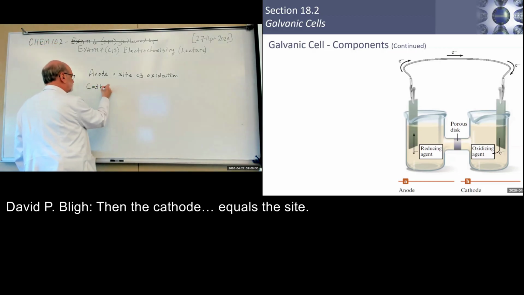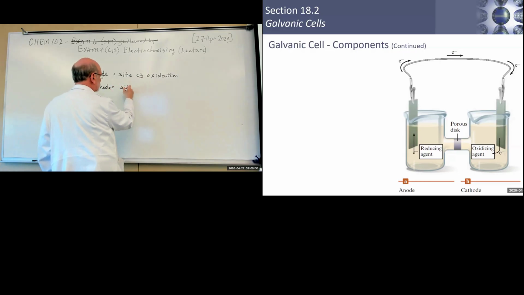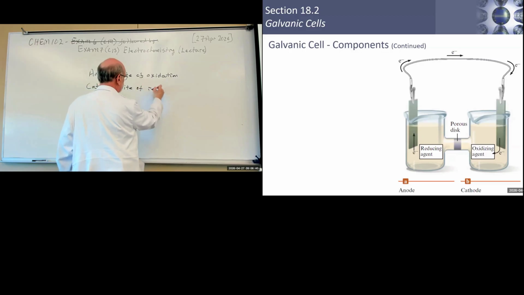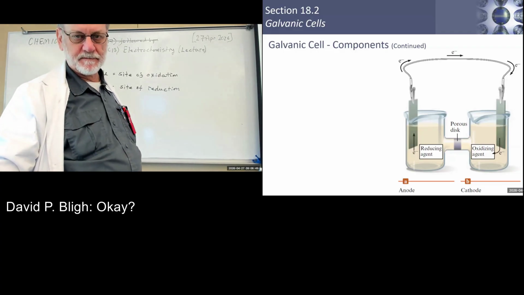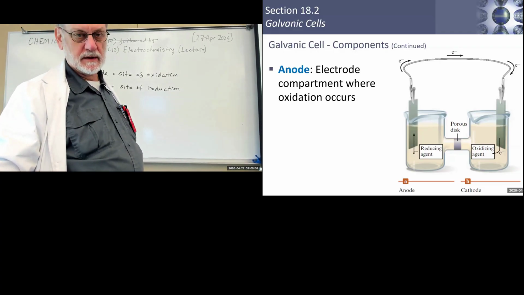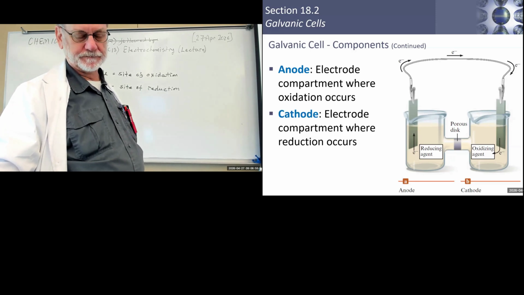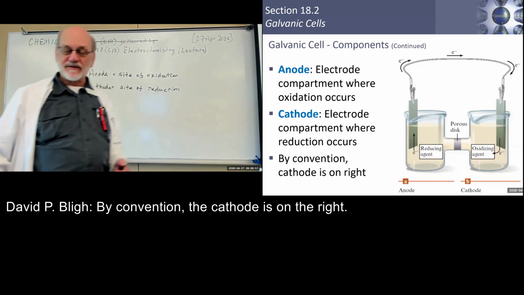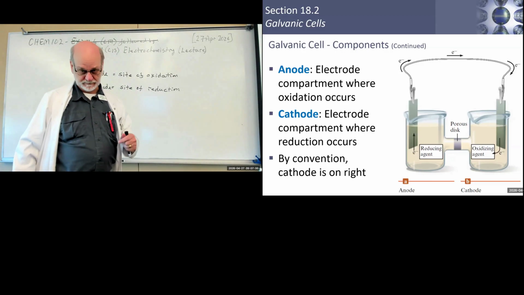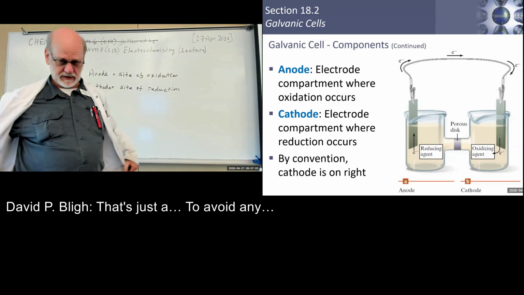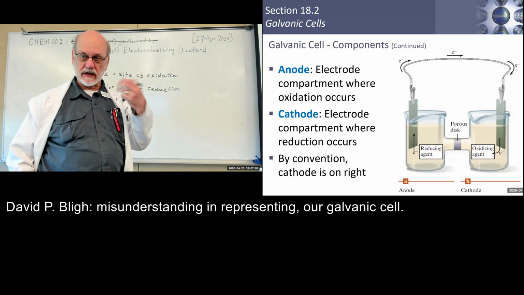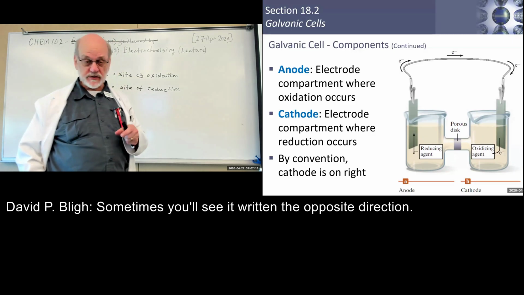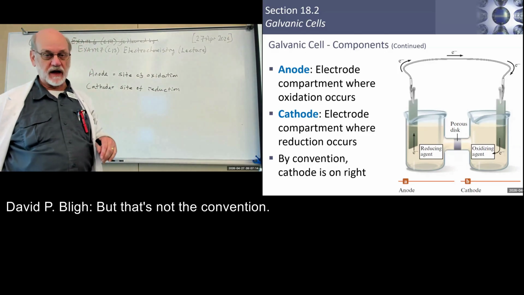Then the cathode equals the site of reduction. Okay? By convention, the cathode is on the right. That's just to avoid any misunderstanding in representing our galvanic cell. Sometimes you'll see it written the opposite direction, but that's not the convention.